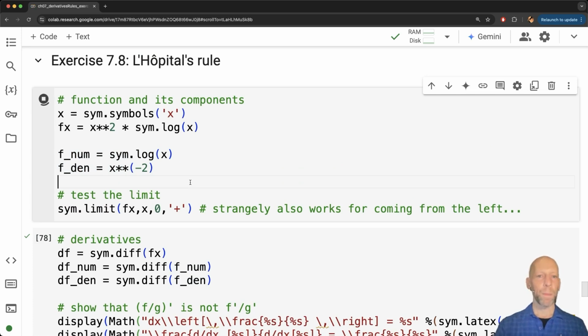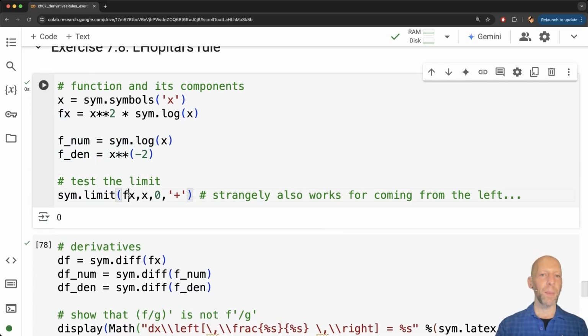Okay, so we can run this code here. I'm calculating the limit as x goes to 0 from the plus side, so from the right, from numbers that are just a little bit larger than 0, so positive numbers. Now, you can see this comment here. Strangely enough, this also works when we come in from the left. SymPy tells us that the limit of this function as we approach 0 from the left, from tiny negative numbers, is 0.